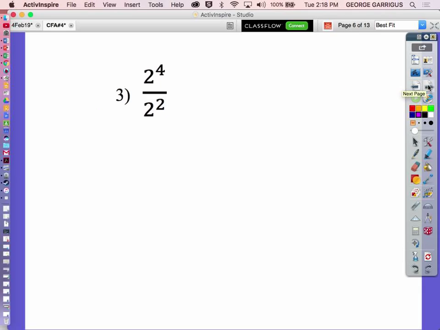Problem 3. The bases are 2 and 2. The property is division here. We're dividing. So when the bases are 2, you will subtract the exponents. 4 minus 2. Your final answer is 2 to the second power, or 2 squared, which is 2 times 2. Final answer was 4.